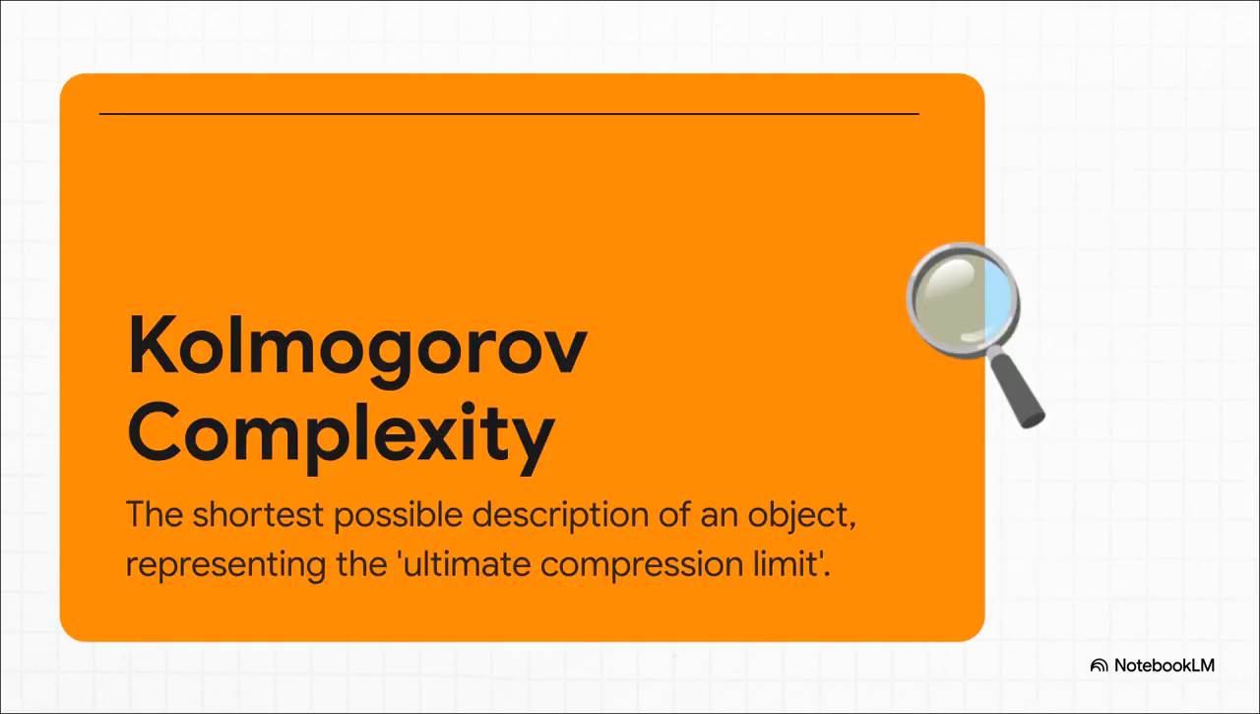Now, this idea is called Kolmogorov complexity, and it's a bit of a mind-bender. It basically says that the true size of any piece of data is the length of the shortest possible computer program that could spit that data out. It is the ultimate compression limit.